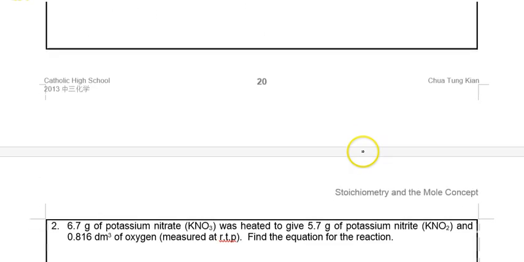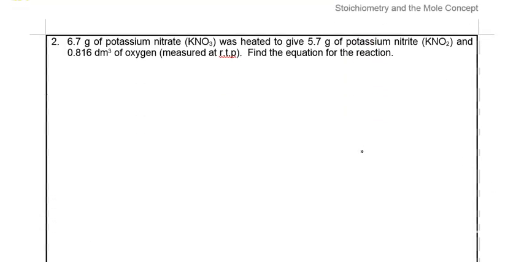Question number 2. 6.7 grams of potassium nitrate, when it's heated, gives me 5.7 grams of potassium nitrite and 0.816 dm cube of oxygen. I must find the equation for the reaction. Okay, you must find the equation for the reaction.